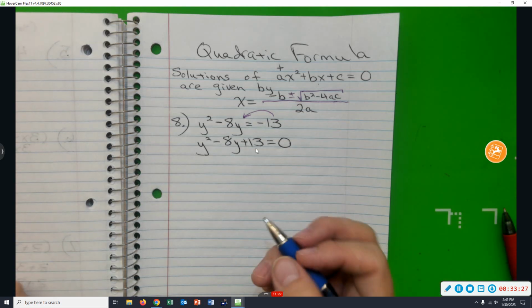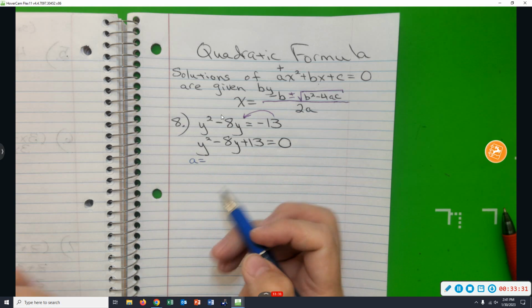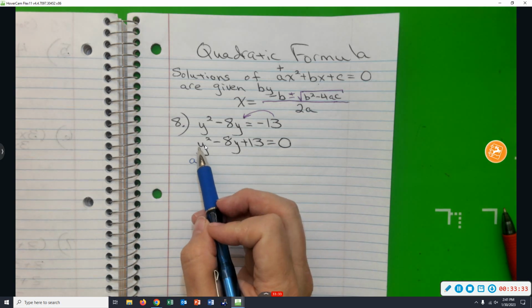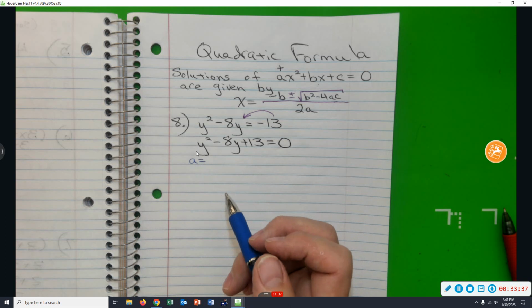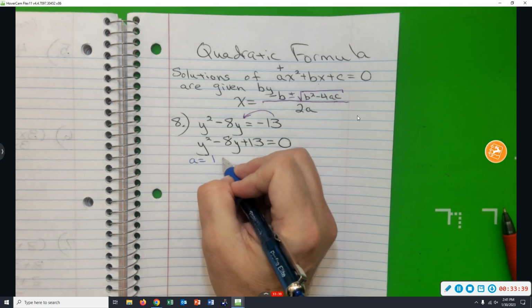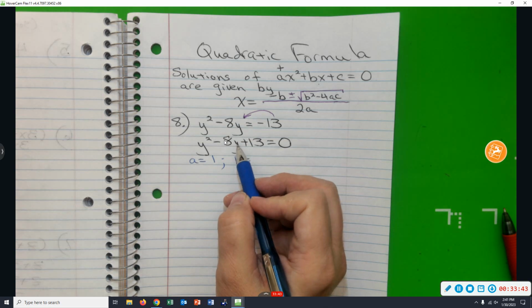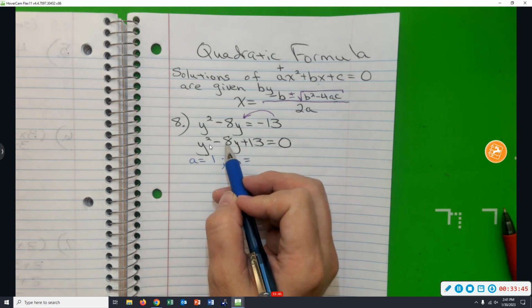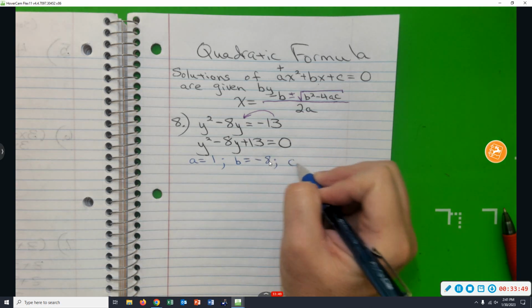So let's identify A, B, and C. A is the first number, the leading coefficient, the number in front of the squared variable. I don't see 1, so we assume it is. B, the number in front of the unsquared variable, use that sign, so that's a -8, I agree. And C, 13.